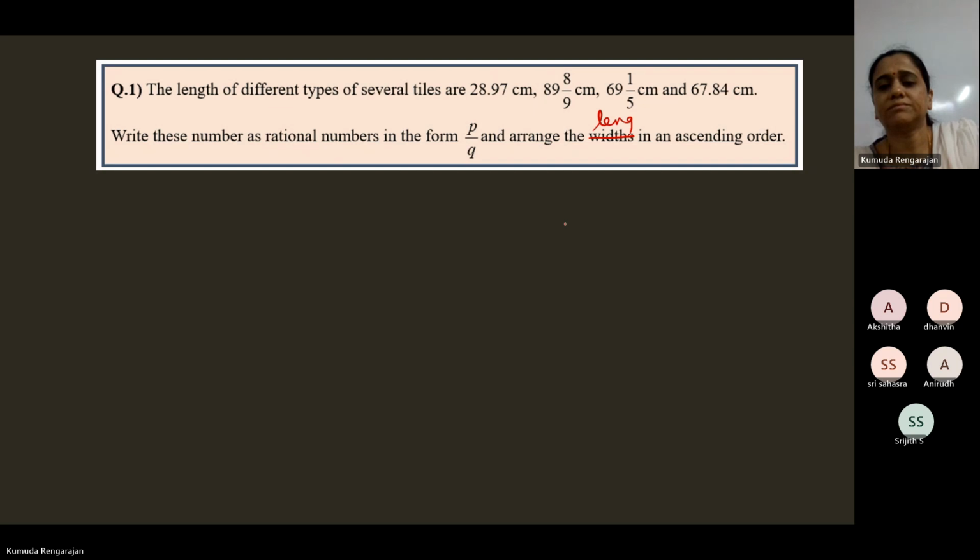The lengths of several different types of tiles are given. Write these numbers as rational numbers in the form p by q and arrange the lengths in ascending order.